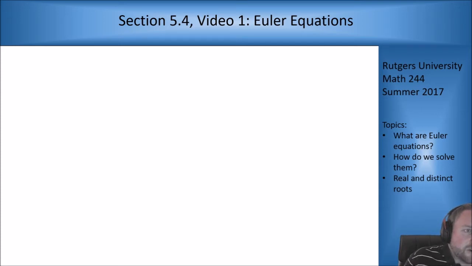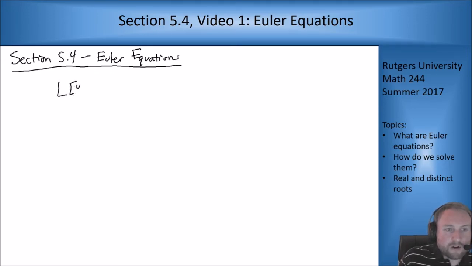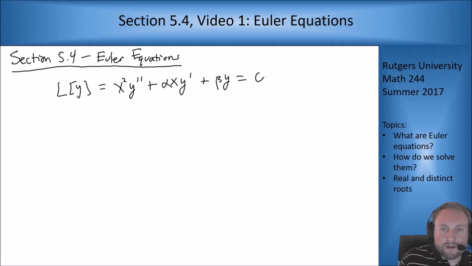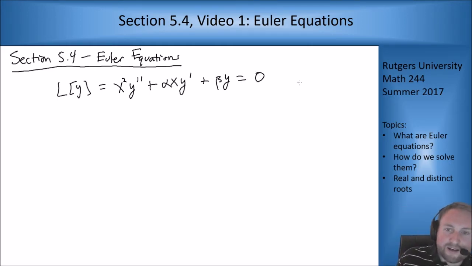So in this section, we're talking about Euler equations. Now what these are, ODEs of the following form. L of y, so L is going to be our operator here again, is going to be x squared y double prime plus alpha x y prime plus beta y equals 0. So we're solving the homogeneous case here. And here we need to have that x is positive.